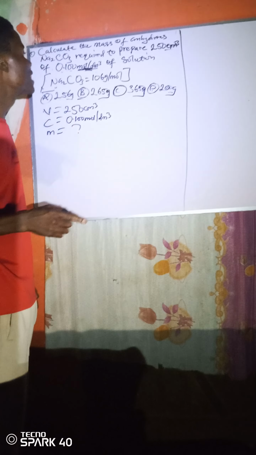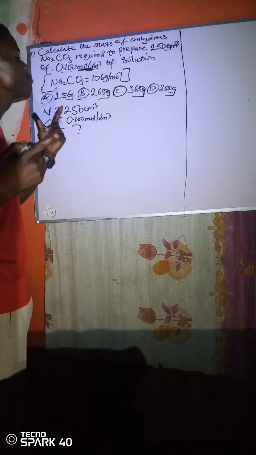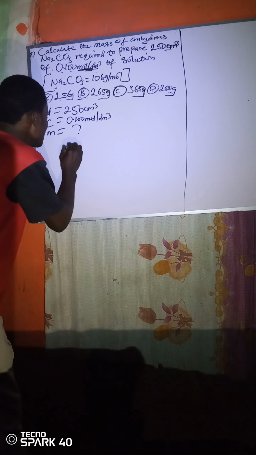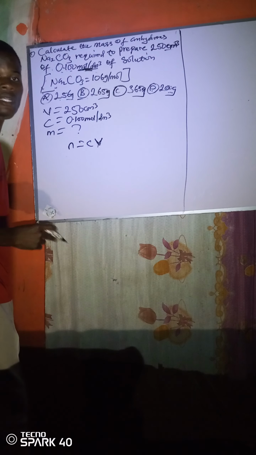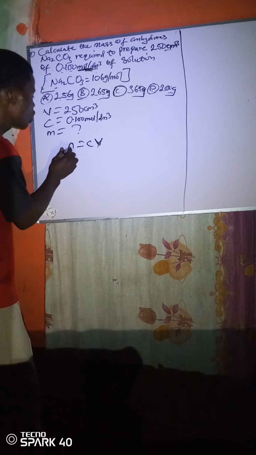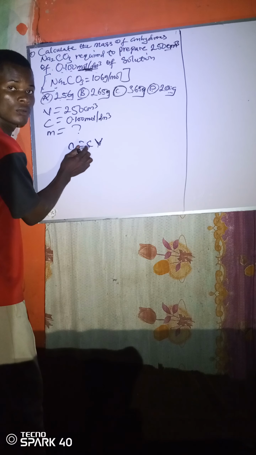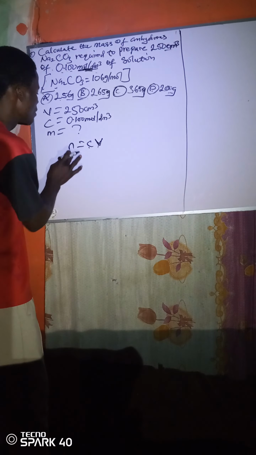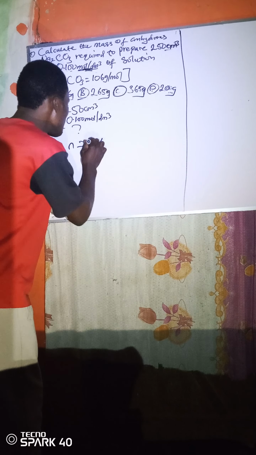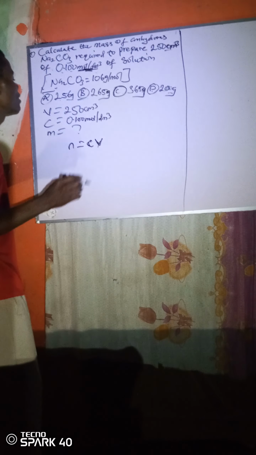The next thing you need to do is link the relationship between mole and concentration, which says n is equal to CV. n is equal to CV. But in this case, we don't know the number of moles. That means the number of moles is equal to concentration times volume. Here, we don't know the mole. That means we need to calculate for the mole.